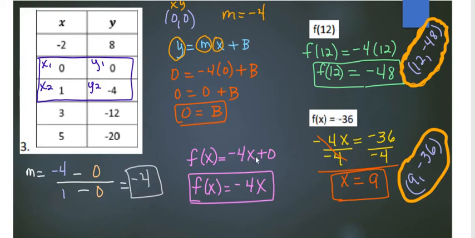Now, I see that all of this has to equal negative 36, and we're going to solve it just like I would any equation. The inverse of multiplication is division, so when I divide by -4, my x is 9. As an ordered pair, you have (9, -36).